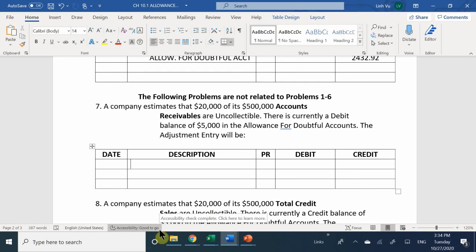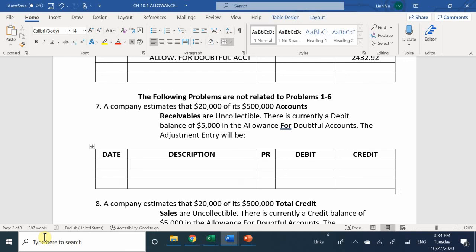Now, are we doing this in this journal here, right? The one right under it. So it will be the allowance for doubtful debt, right? That's one of the accounts. Okay, all right, that's not the first one then. Okay, so what's the key word here?